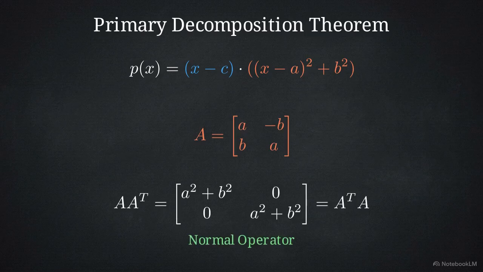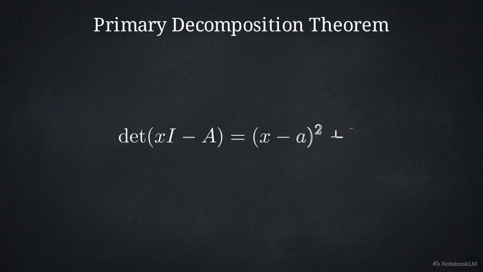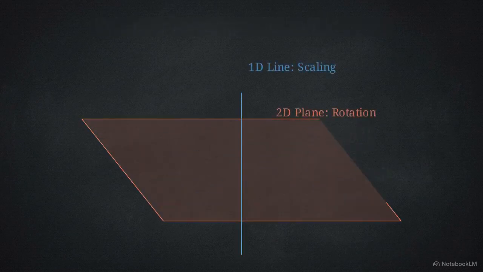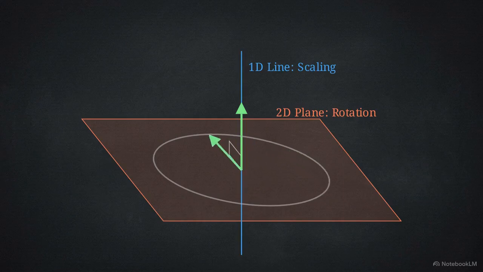If you multiply this matrix by its transpose, it still satisfies the definition of a normal operator. The characteristic polynomial results in a sum of squares. Because of the b-squared term, there are no real roots or eigenvectors. Theorem 18 resolves this by showing that the real space decomposes into two distinct types of geometry: isolated 1D lines where vectors scale normally, and 2D planes where the operator acts as a rotation.